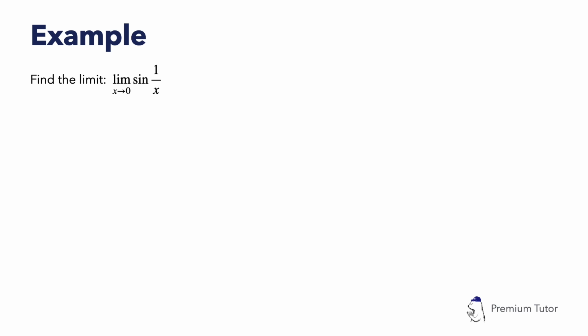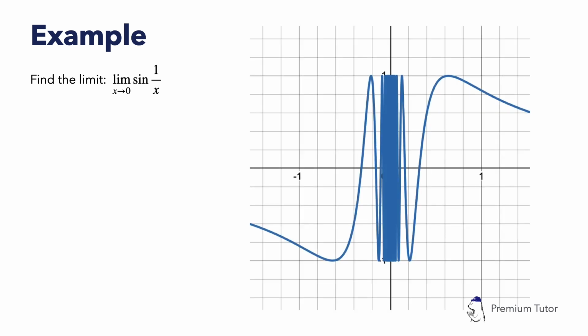approaches 0. As x gets closer to 0, 1 over x grows huge, positive on one side, negative on the other. The sine of that value swings rapidly between -1 and +1, faster and faster, without ever settling down. So the function never approaches a single number. The limit doesn't exist. It just keeps oscillating endlessly between those two extremes.